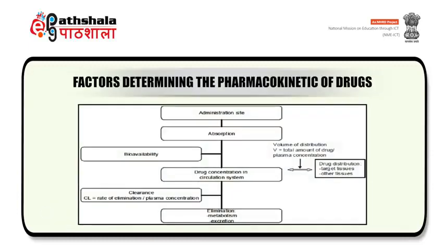The figure shown here shows the various factors which determine the pharmacokinetics of a drug. When the drug is given at the administration site, it gets absorbed and shows bioavailability, that is, biological availability at the site of action, so that the drug concentration is achieved in the circulatory system, where simultaneously the drug distribution takes place in the target tissues or the other tissues, and the drug concentration in the circulatory system undergoes clearance, which ultimately leads to the elimination of the drug either by metabolism or excretion.